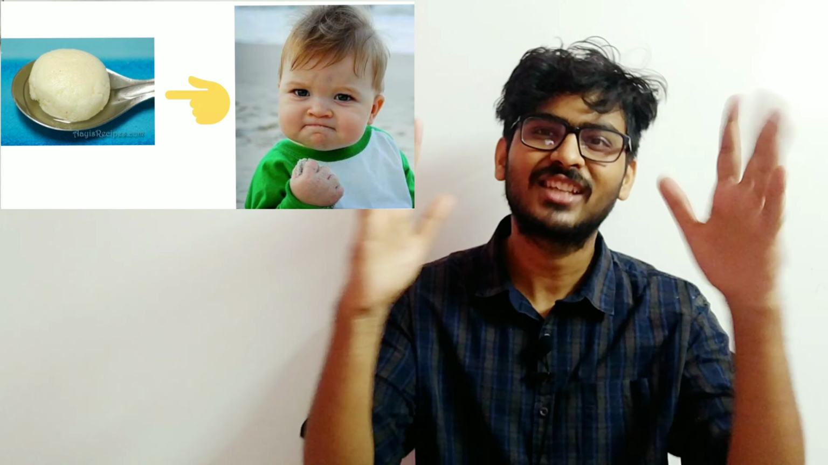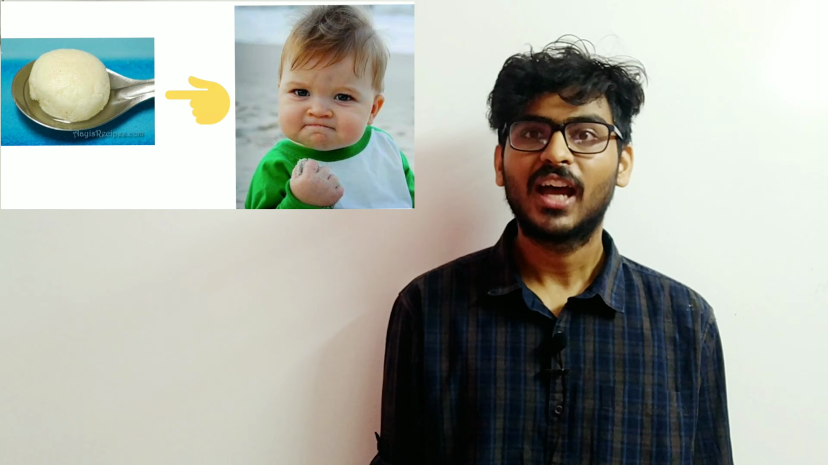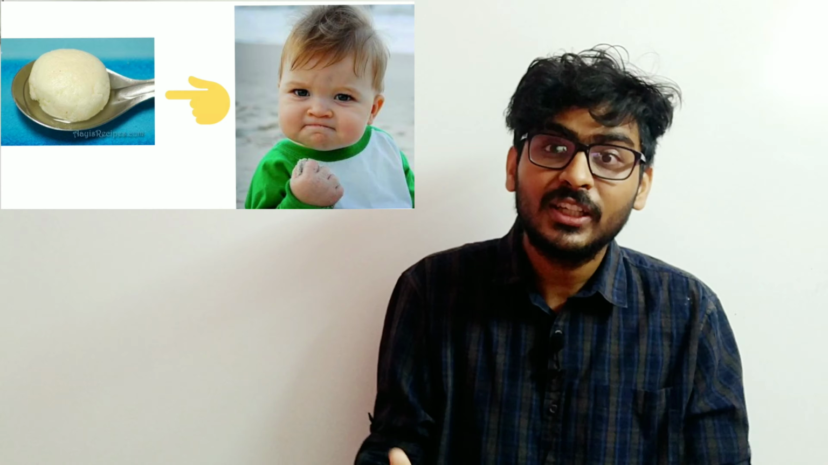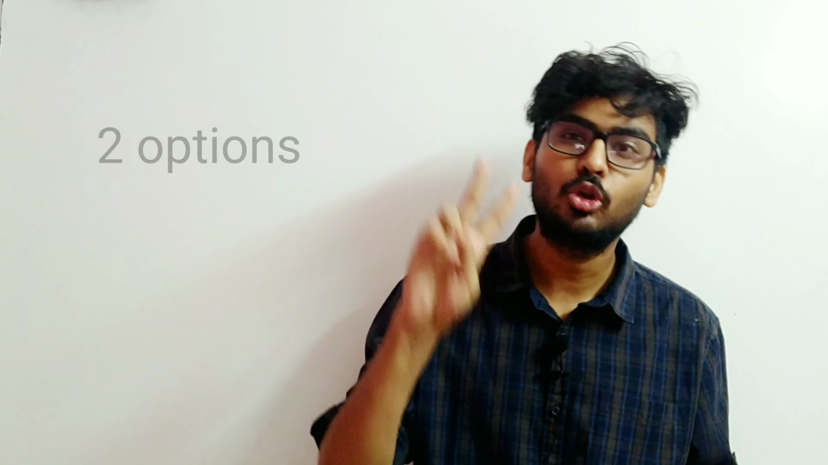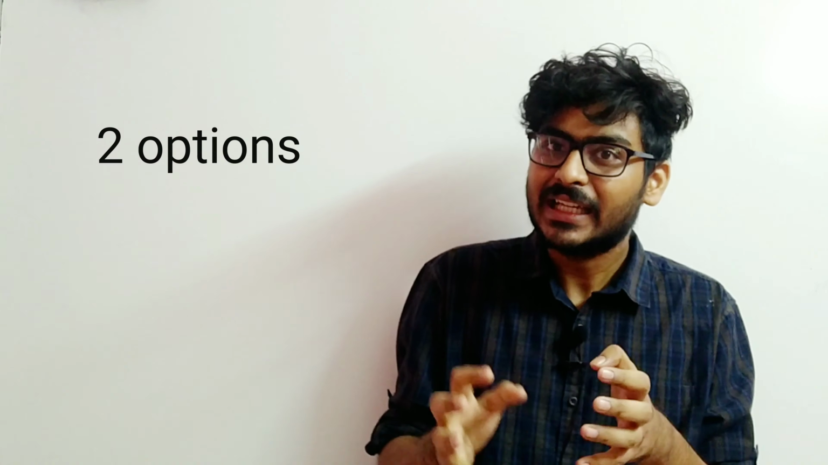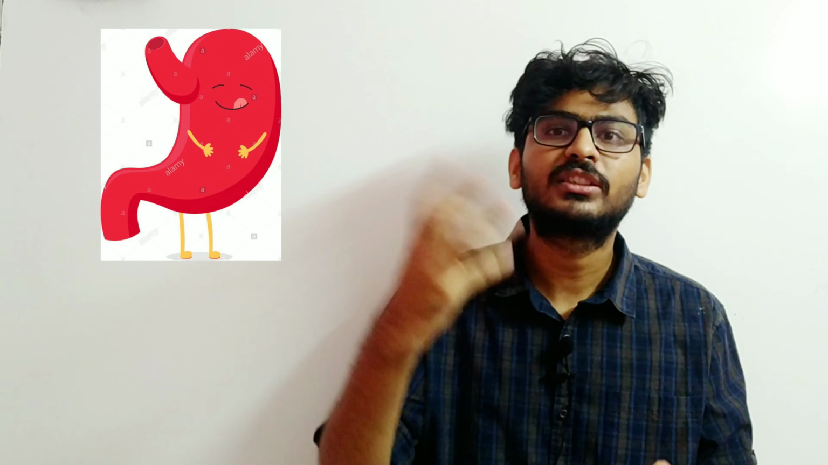Now look at this particular problem from a different perspective. Now assume yourself as a rasgulla. If you are a rasgulla, then how many options do you have? How many options will the rasgulla have? It will have 2 options. Either it can remain on the plate or it can go to your stomach, right? Rasgulla will have 2 options.